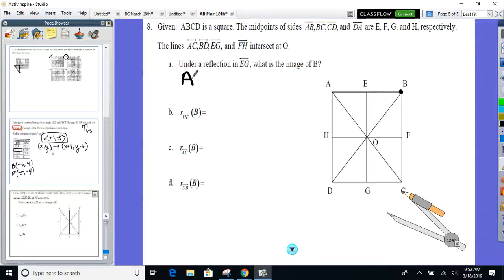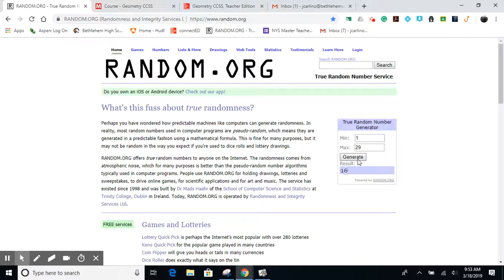Okay, instead of writing it out in words, take a look at part B. I could do it in symbols now. What's this say? Lowercase r. Anybody? Lowercase r. Reflection through what line? HF for what point? B. So take point B, reflect it through HF.